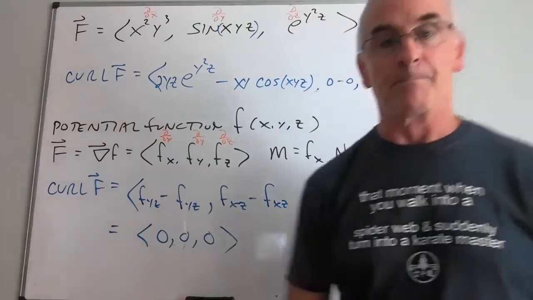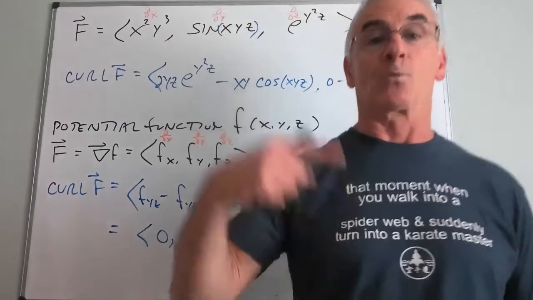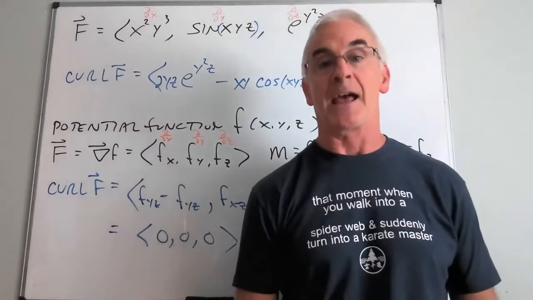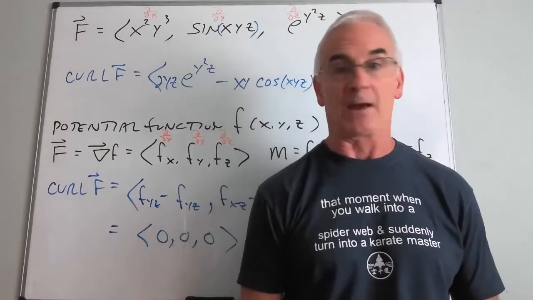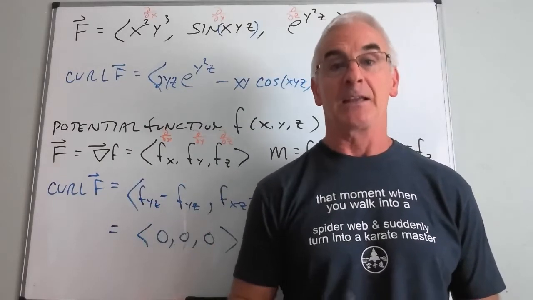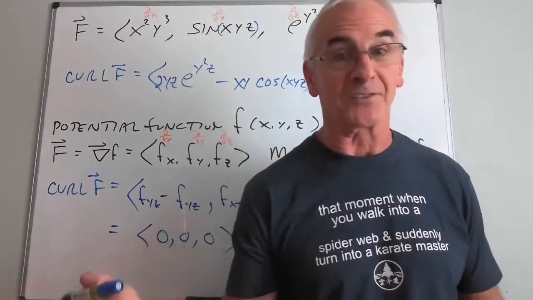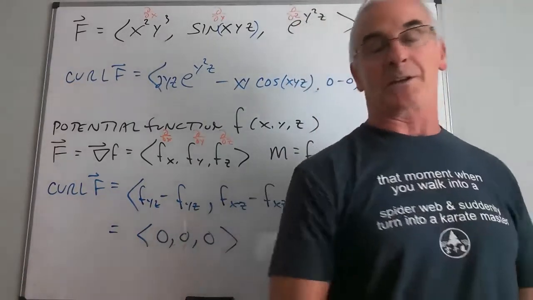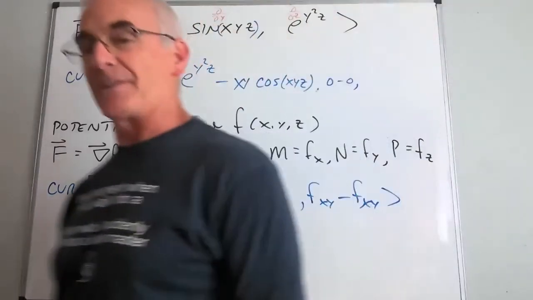I take the curl of them. If the curl vector is the zero vector, then I can work backwards and find the potential function absolutely 100% of the time. There is no problem that you can't work backwards and find the potential function if your vector is conservative. If your vector is not conservative, the potential function doesn't exist. So there's no point in working backwards. And the easiest test is to do the curl.